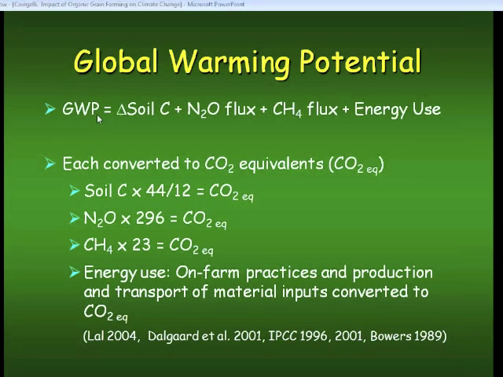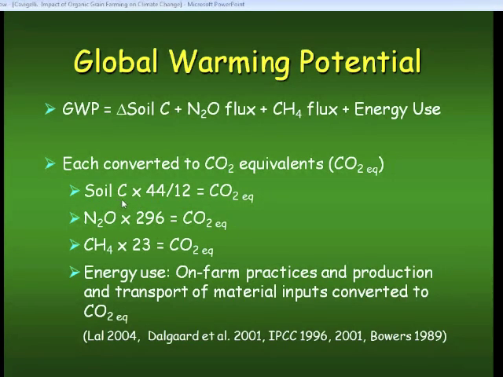So if you look at the top line here, global warming potential equals the change in soil carbon. So if you are accumulating carbon, this would be a negative value, actually, plus the N2O flux, how much N2O is coming out of your soil, plus methane flux, same thing, how much is coming out or being absorbed, and then energy use. Energy use is in CO2 equivalents. In fact, all of these factors that we're adding here are in the unit of CO2 equivalents, which I mentioned a little bit earlier.